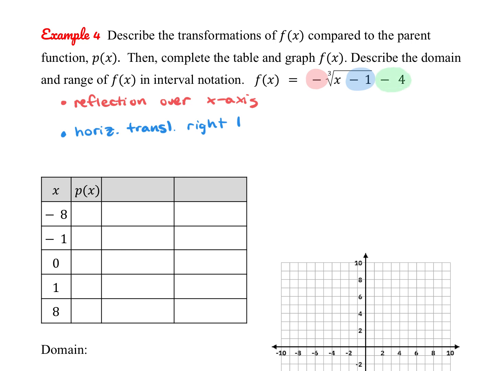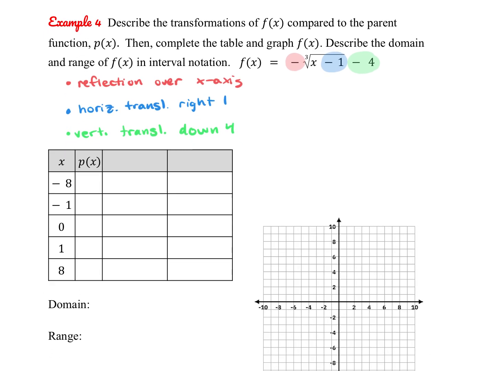And this one is vertical. It's not done specifically to x. It's outside of the cube root. I'm subtracting, so it's a translation, and then we go down 4. So notice that this time our parent function is the cube root function. So I picked different x values for my t-chart. So here's my parent function coordinates. And then the rules, we make them in the same way.